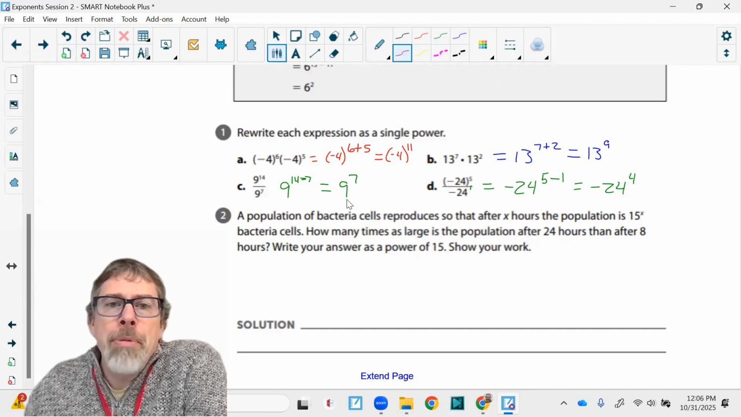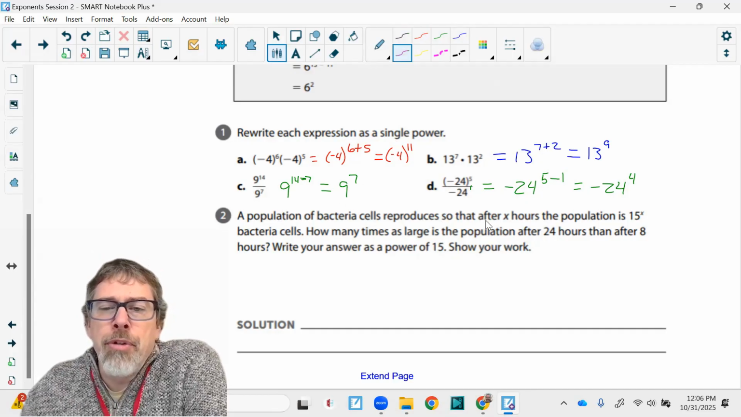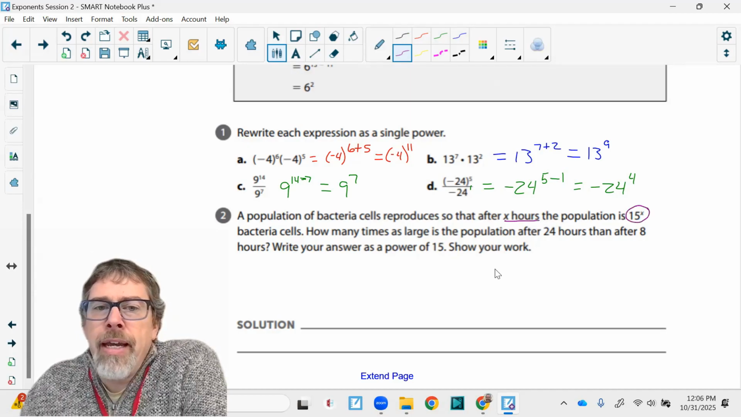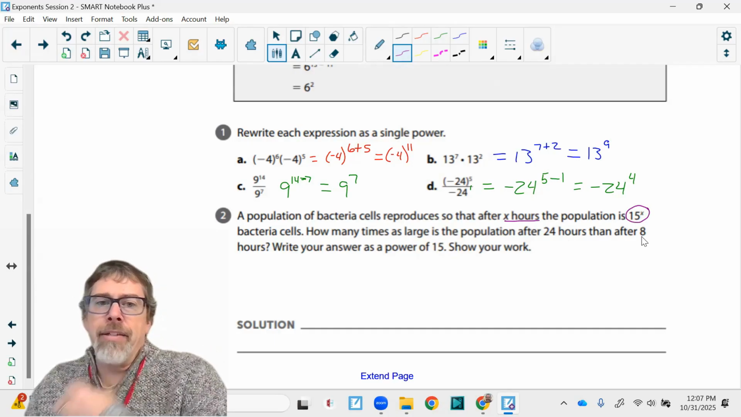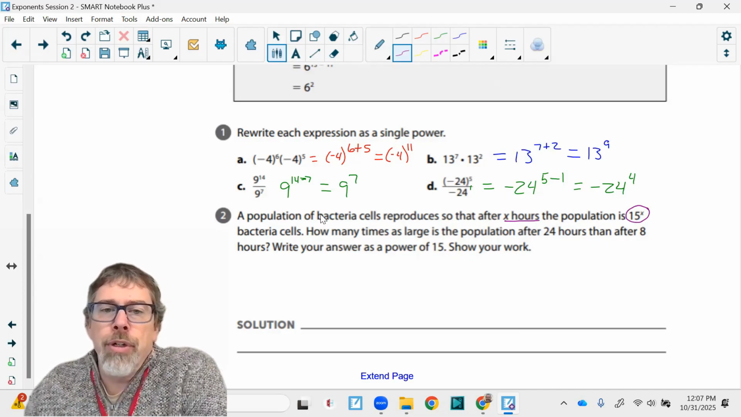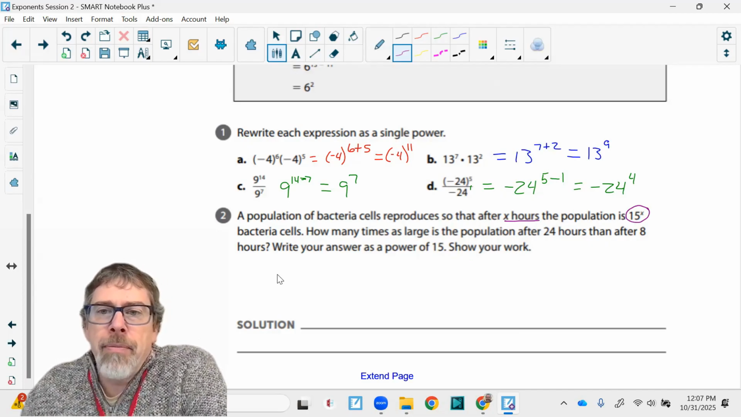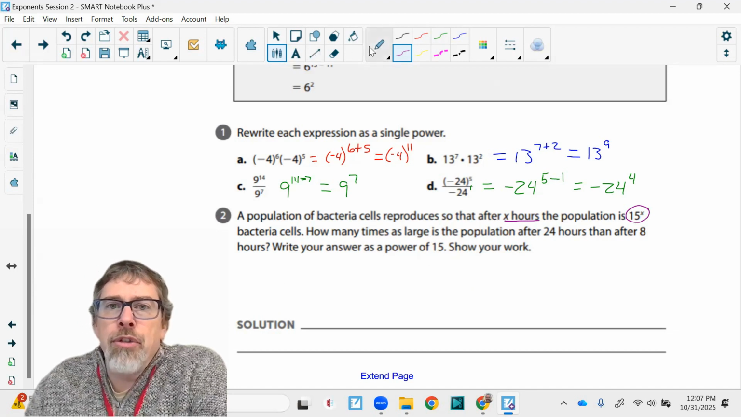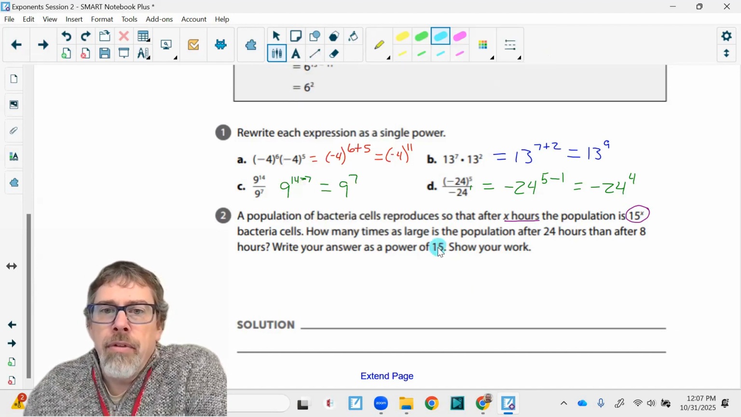2, a population of bacteria cells reproduces so that after X hours, the population is 15 to the X bacteria cells. How many times as large is the population after 24 hours than after 8? Write your answer as a power of 15. Show your work. So we're focusing on 2 different days. Okay, write your answer as a power of 15.